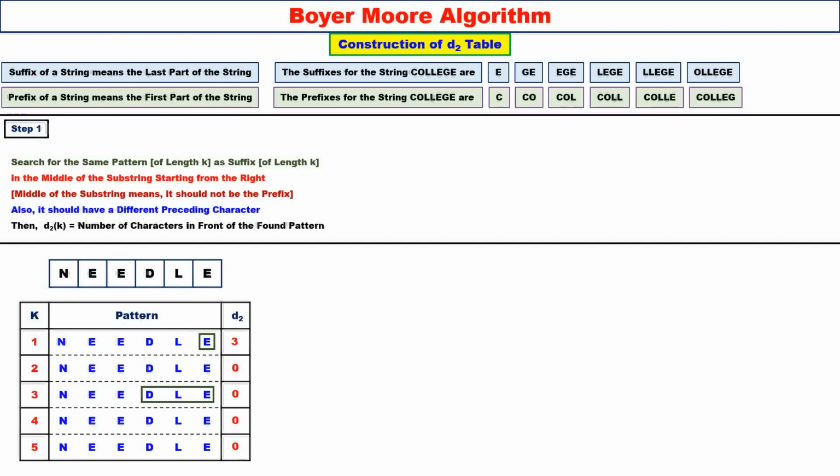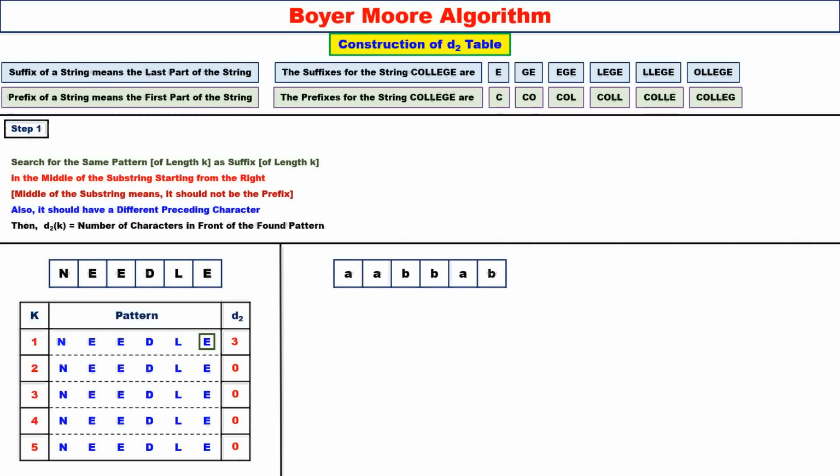So DLE, is it found anywhere in the middle? No. Don't do anything. Similarly, EDLE? No. Similarly, EEDLE? No. Don't do anything. So I think this is one string. We'll consider one more string.